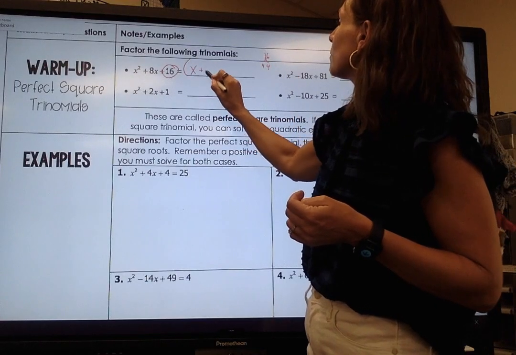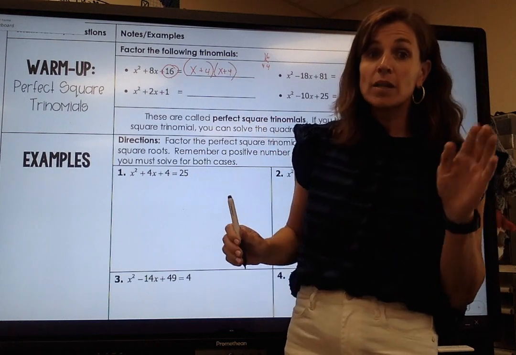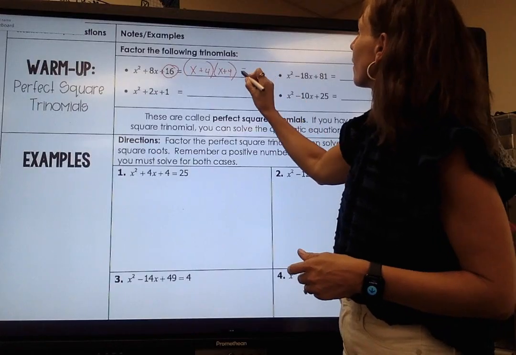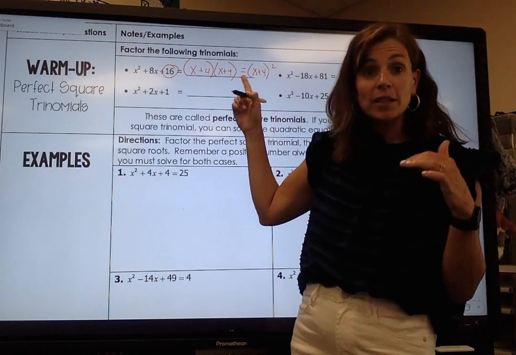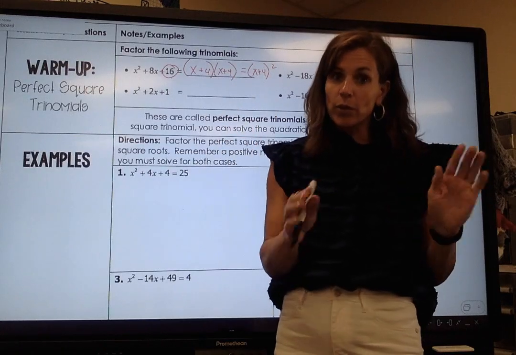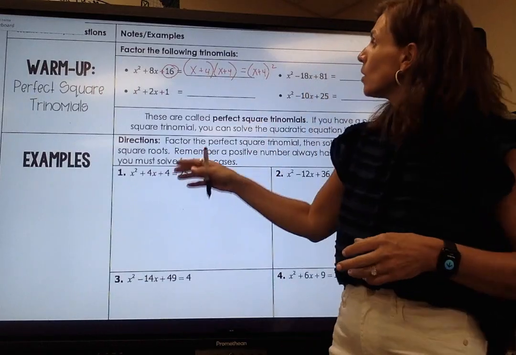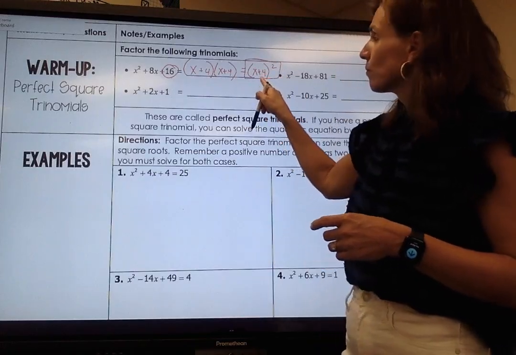So you could say x plus 4 times x plus 4. Some of you guys would write it like this, x plus 4 squared. And that's correct. It's a perfect square. X plus 4 times x plus 4. Not a difference of squares, where one's positive, one's negative, but they're both exactly the same. So this is how I want you to write those answers right here.